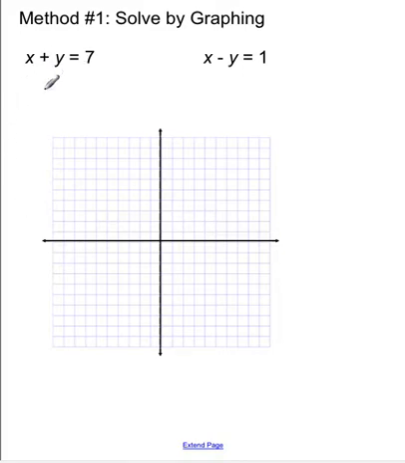So I'm going to graph each of these equations. I'm going to turn this into y equals mx plus b. So I'm going to subtract x on both sides, and I get y equals negative x plus 7. When I go to graph that, I know my y-intercept is at 7. 1, 2, 3, 4, 5, 6, 7.